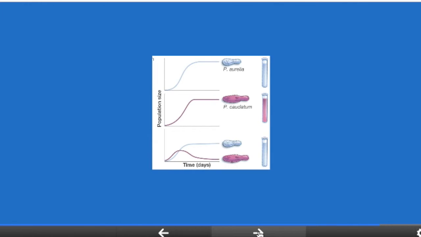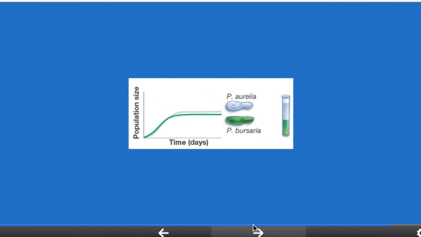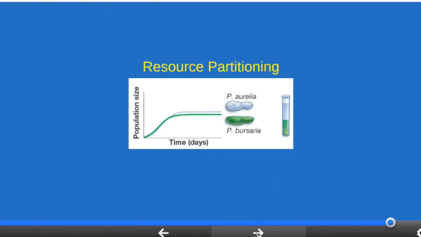Which brings me to something called competitive exclusion. This is where two different species are competing for the same resource. One species will outmaneuver the other species and completely wipe them out. This is considered competitive exclusion. However, sometimes when you have two different species competing for the same resource, neither one of them can gain an advantage, and a stalemate occurs. That stalemate is referred to as resource partitioning, where each species takes up a different area of the same resource.